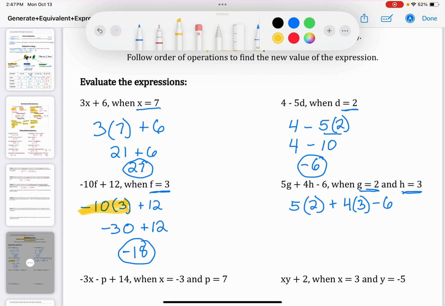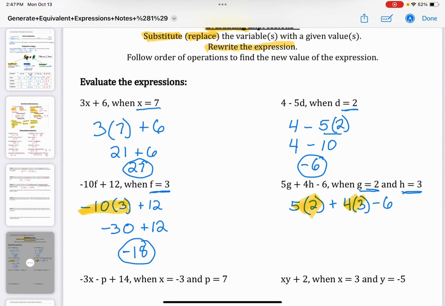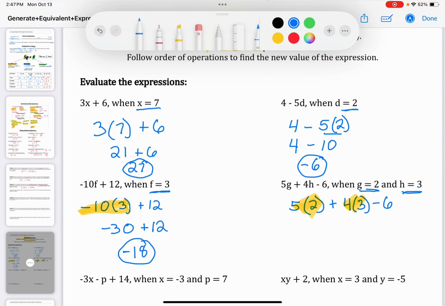So next thing I need to do is my multiplication. So I'm going to do 5 times 2 is 10, plus 4 times 3 is 12, minus 6. And then I'm doing addition and subtraction from left to right. So that would be 10 plus 12 is 22, minus 6. 22 minus 6 is 16. Final answer.